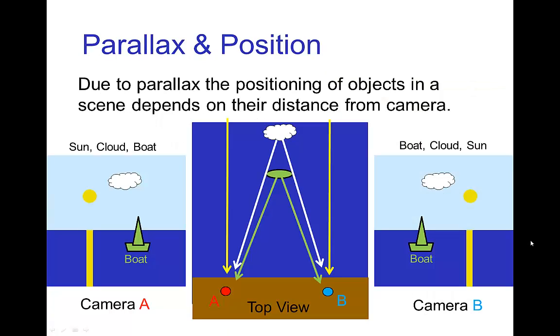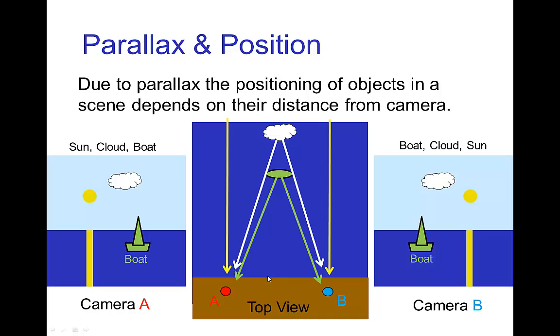A very strong visual cue for depth and distance is parallax. Parallax is an effect where, when we look at a scene from different positions, the locations of objects change depending on their distance from the viewer or the camera.